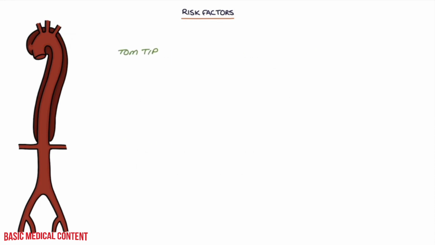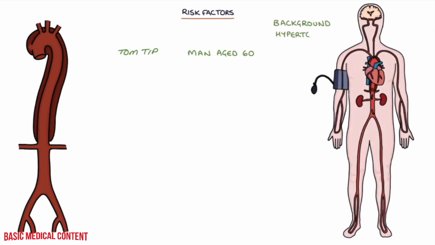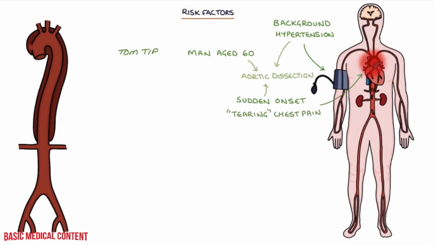A top tip for you: in your exams, if you have a man aged around 60 with a background of hypertension who presents with sudden onset, tearing chest pain, he has likely got aortic dissection. It's worth remembering Marfan syndrome and Ehlers-Danlos syndrome as risk factors, as these may be asked in exams.